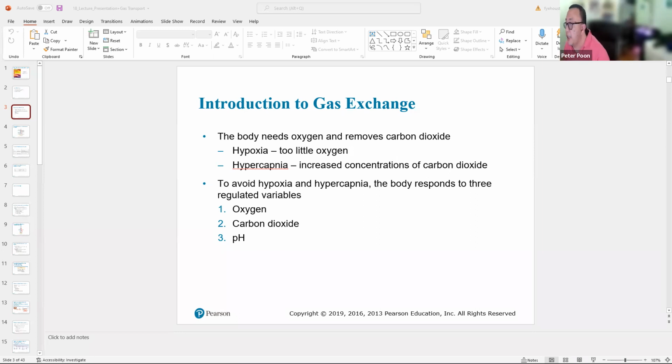So hypoxia is too little oxygen. Hypercapnia is too much carbon dioxide. So to avoid hypoxia and hypercapnia, the body needs to respond to three separate variables: oxygen, carbon dioxide, and the last one is actually really important, and that's pH.